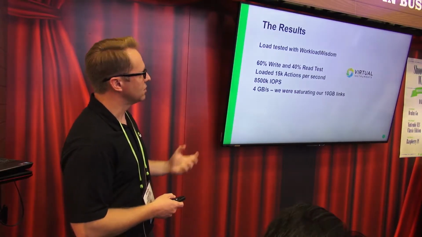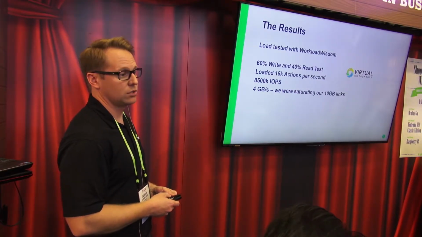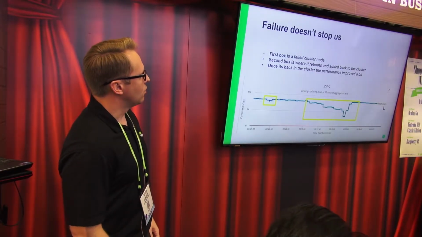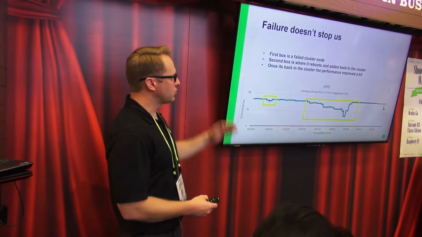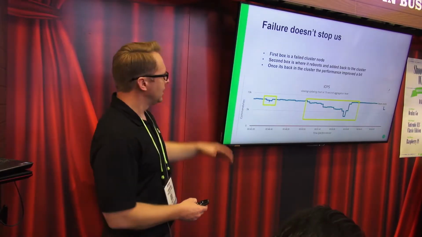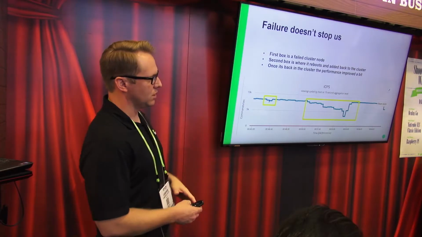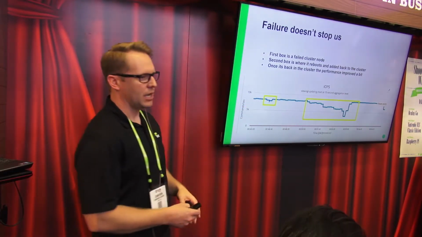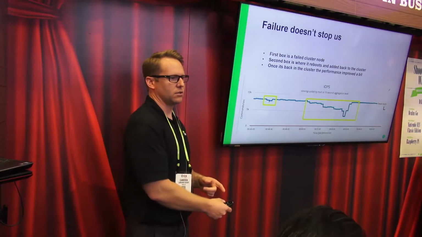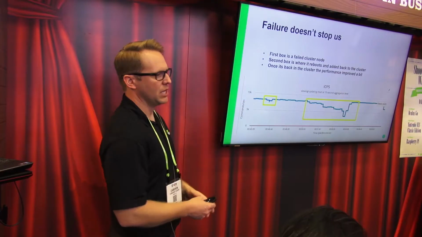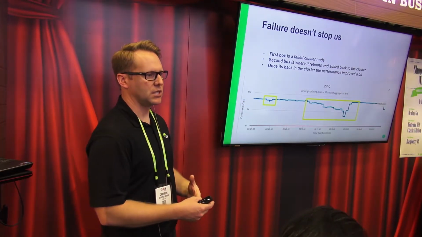We might be able to get just a little bit more out of it if we had more nodes, a little bit more throughput. So failure doesn't stop us. What's interesting about the results during the testing with Workload Wisdom is that as the system was going through the test, this first box here, that's when a whole node was pulled out of the cluster, an entire storage node. I mean, it barely caused a blip in your IOPS during the test.